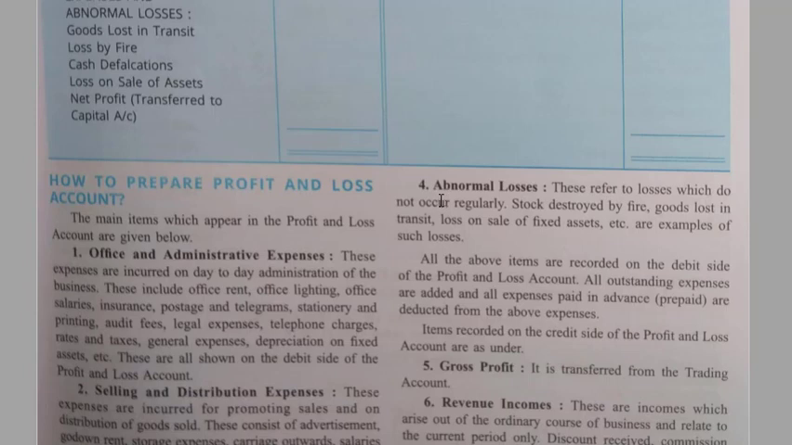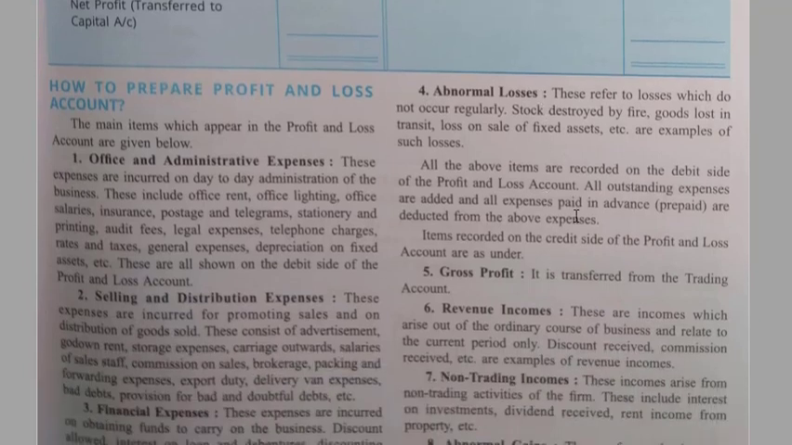So how to prepare the profit and loss account? The main items which appear in the profit and loss account are given below. First is office and administrative expenses. These are expenses incurred on the day-to-day administration of the business. These include office rent, office lighting, office salaries, insurance, postage and telegram, stationery and printing, audit fees, legal expenses, telephone charges, rates and taxes, general expenses, depreciation on the fixed assets, etc. These are all shown on the debit side of the profit and loss account.